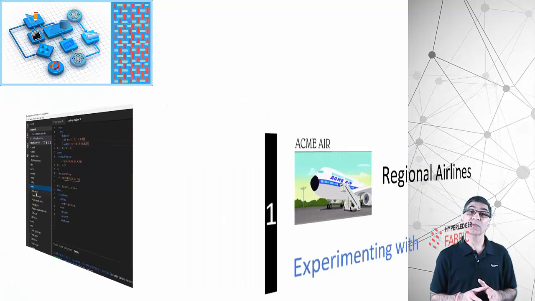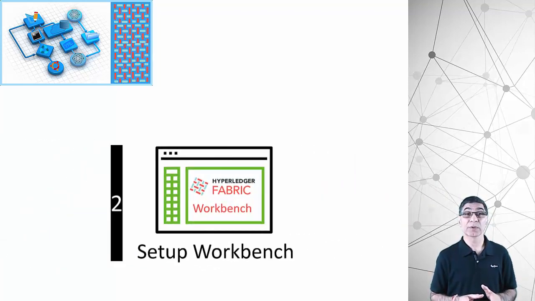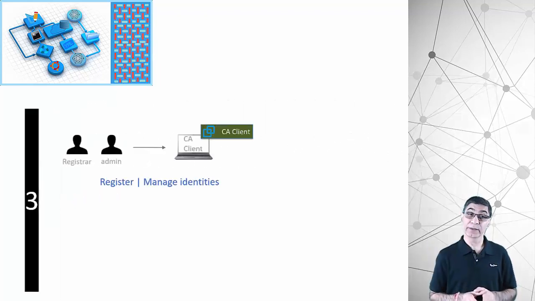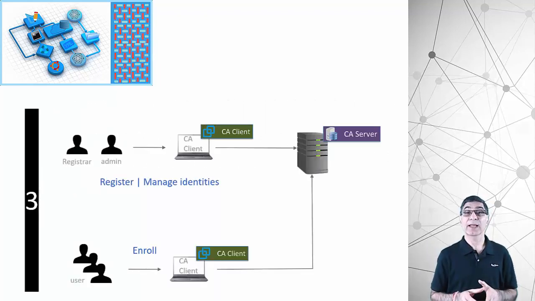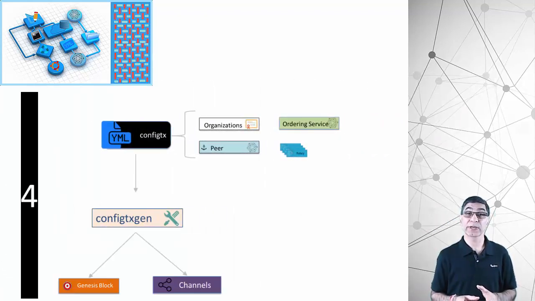Tutorial will start with a case study that I'll be using as an example throughout the course. You will follow the instructions to set up the Workbench tool on your machine. Next up, you will learn about identity management on Fabric and will get hands-on experience with setting up the Fabric CA server and with the use of Fabric CA client for managing the identities. After that, you will use the configtxgen tool for generating the network configuration artifacts, and then you will learn step by step how to set up the orderers and the peers in the network.